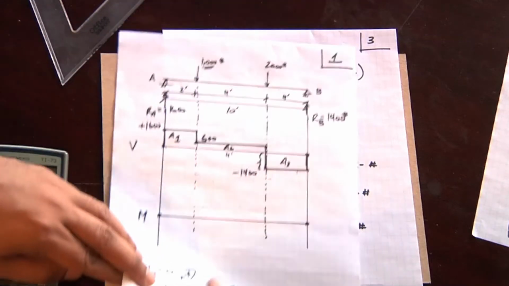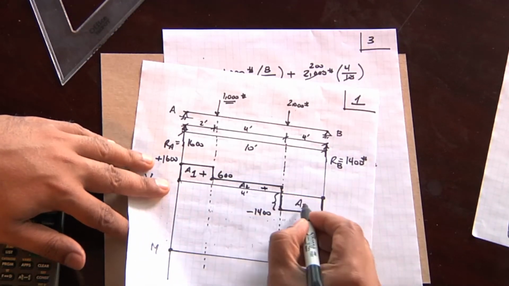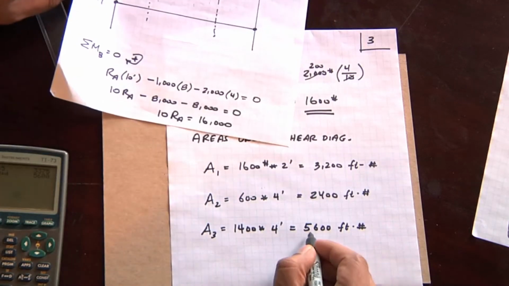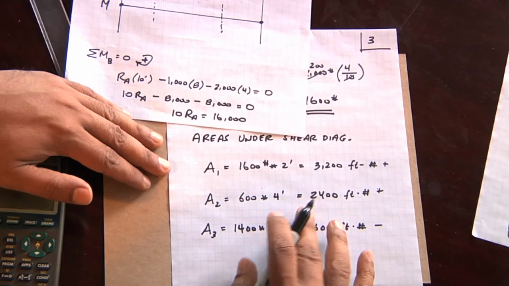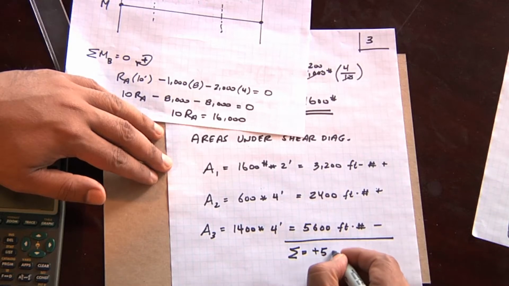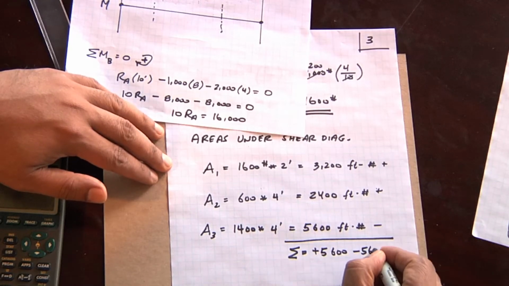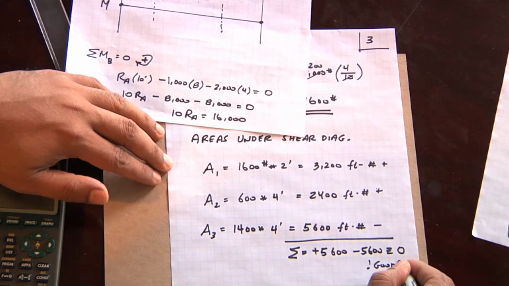Now notice that A1 and A2 are both positive. A3 is negative. This is negative. These two are positive. And just a quick check, if we were to add all of these, they better come up to be 0. If they're not 0, we know we have a problem. So when we add these up, we have plus 5,600 minus 5,600 equals 0. So that's good. That tells us that everything is balancing.